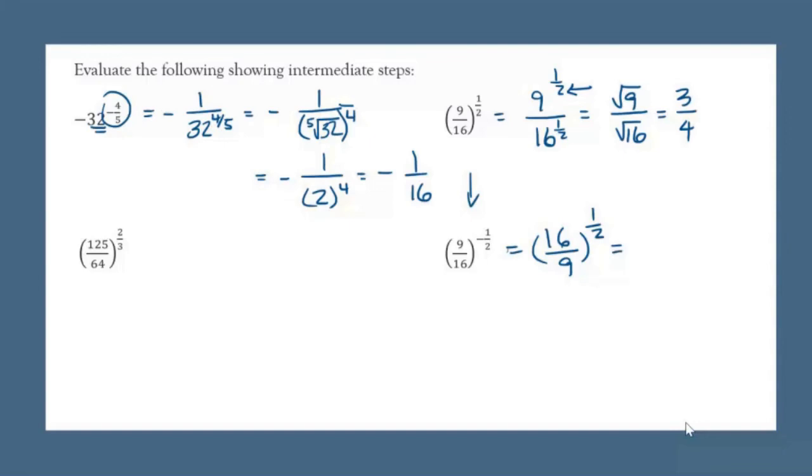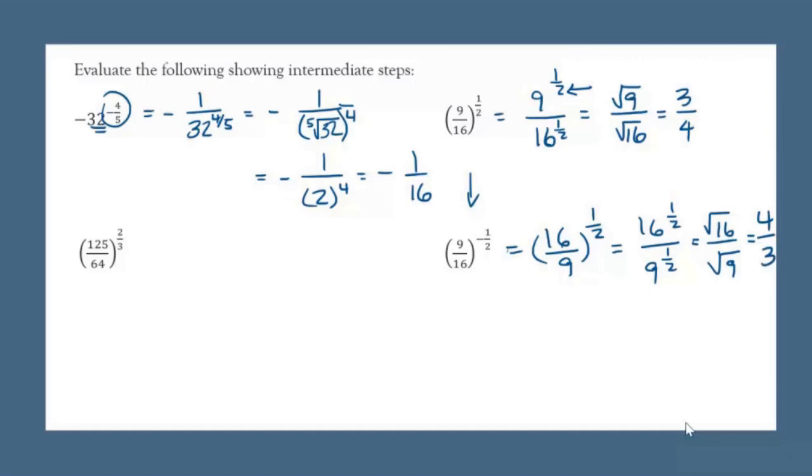Of course, the numerator and the denominator are both raised to the power of 1/2. So we get 16 to the 1/2 divided by 9 to the 1/2. 16 to the power of 1/2 is the square root of 16. And in the denominator, we have the square root of 9. So our final answer is 4 over 3.